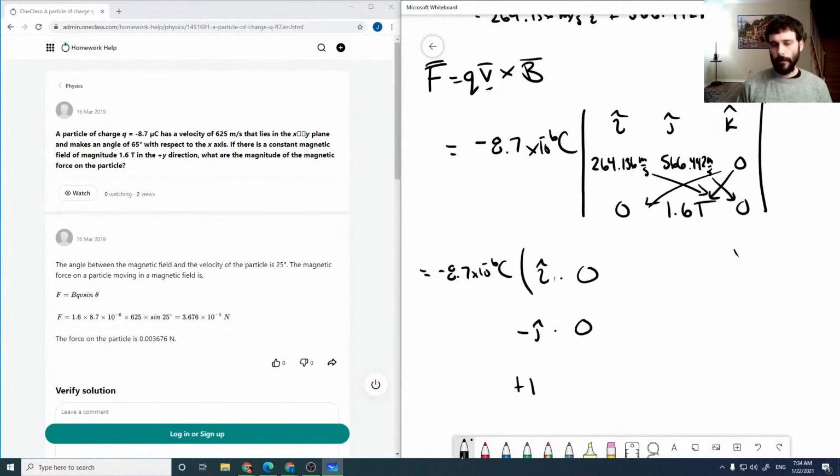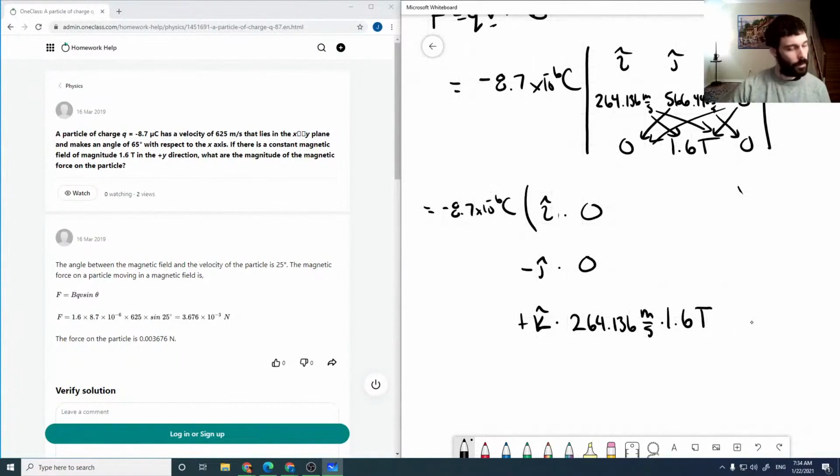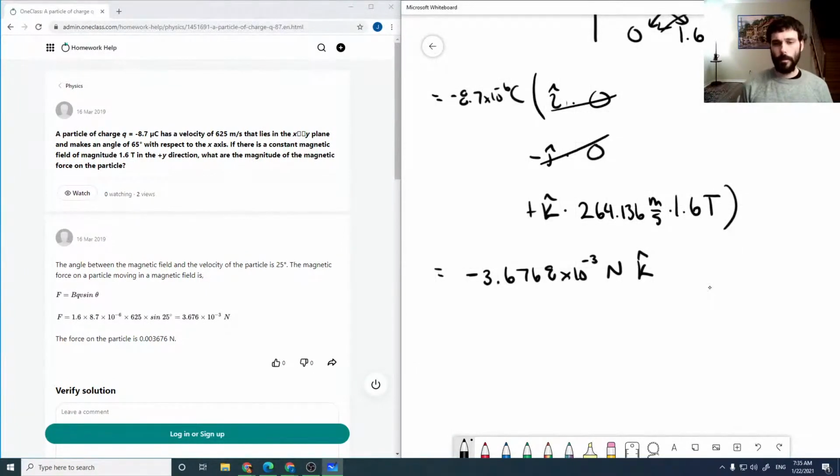That's times 0. And then plus k hat times, in the k hat direction, we've got this minus this. So we can see that the minus is going to be 0, but we've got 264.136 times 1.6 Tesla. And so then the i hat goes to 0, the j hat goes to 0, and all that's left is the k hat. And then we just multiply these things up, and we get minus 3.6768 times 10 to the minus 3 newtons in our k hat direction. If we're just looking for magnitude, the magnitude of our force is just 3.6768 times 10 to the minus 3 newtons.